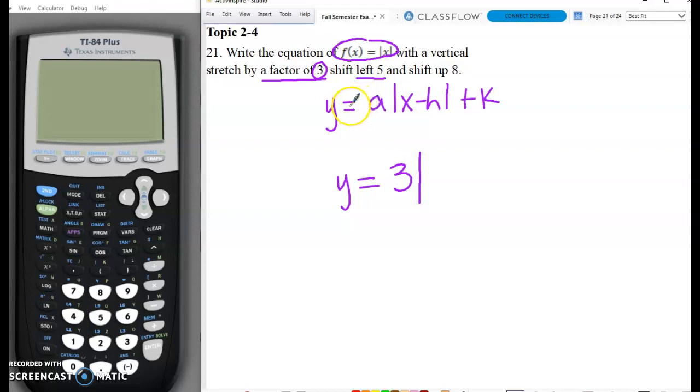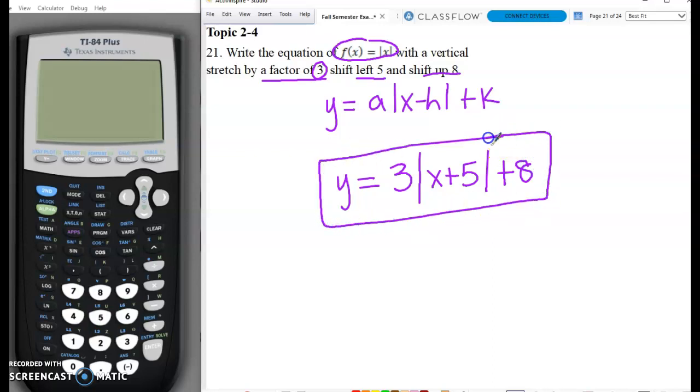Moving to the left moves towards negative x values. So that means we're going to write that as x plus 5 because it's opposite of what we think it should be. And then that plus 8 is related to my k value. And k is straightforward. Up goes towards positive y, so this is going to be positive 8. And this is going to be my final solution.